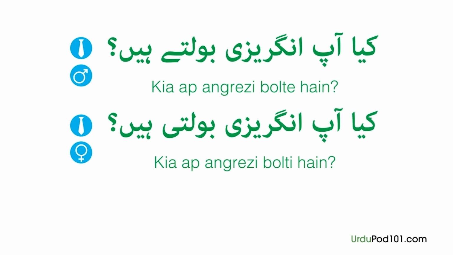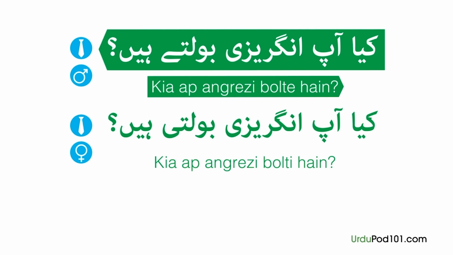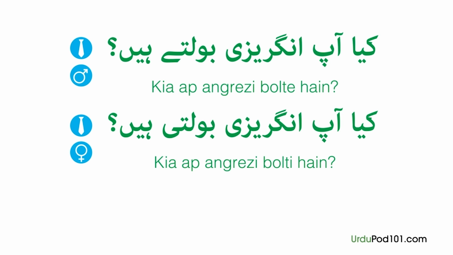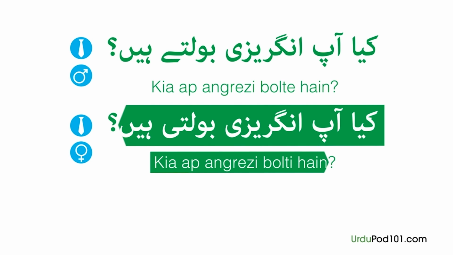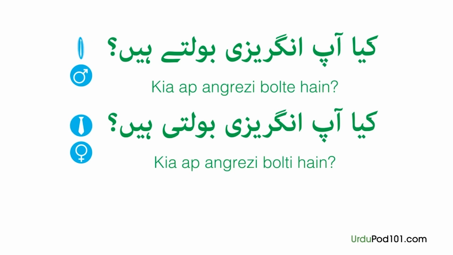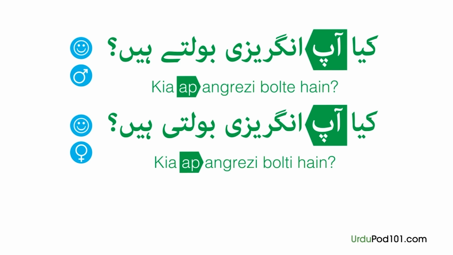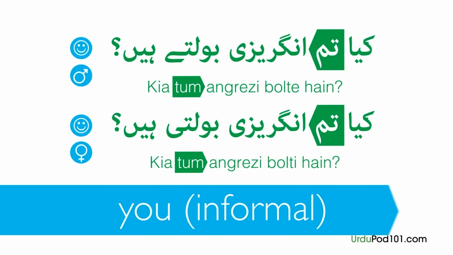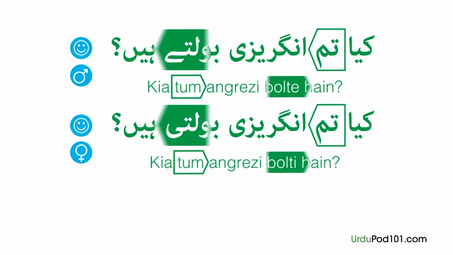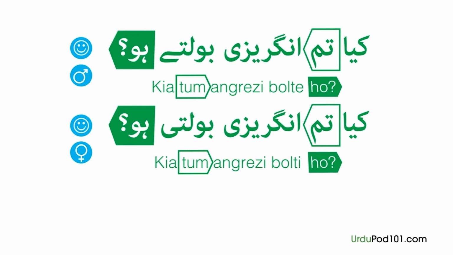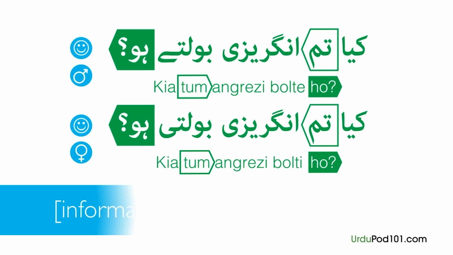Once more, when asking a man, it's क्या आप अंग्रेजी बोलते हैं? And when asking a woman, क्या आप अंग्रेजी बोलती हैं? Now let's make this sentence informal. First, we need to use the informal version of you, which is tum. If we change the word for you, we will also change the sentence ending particle to ho. Everything else stays the same.